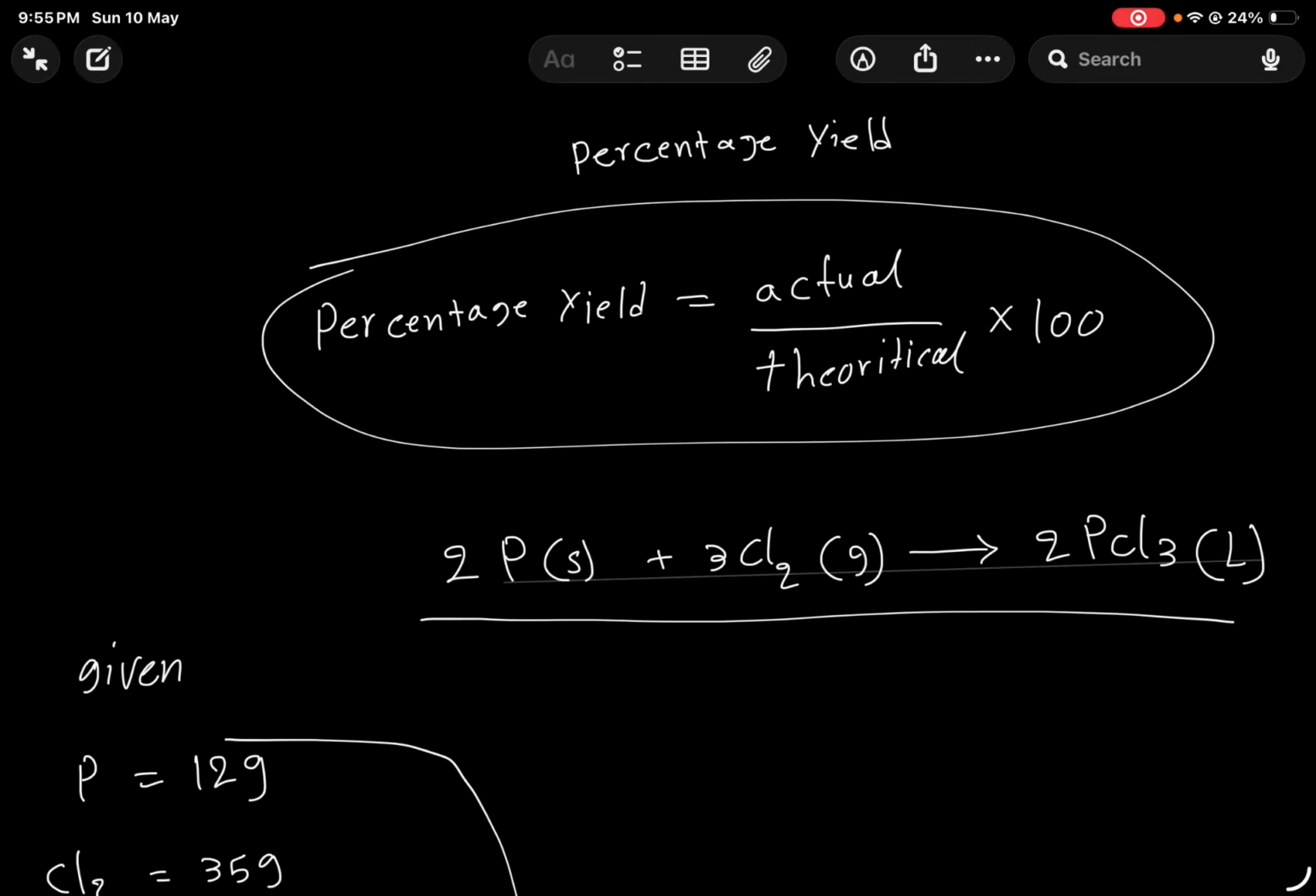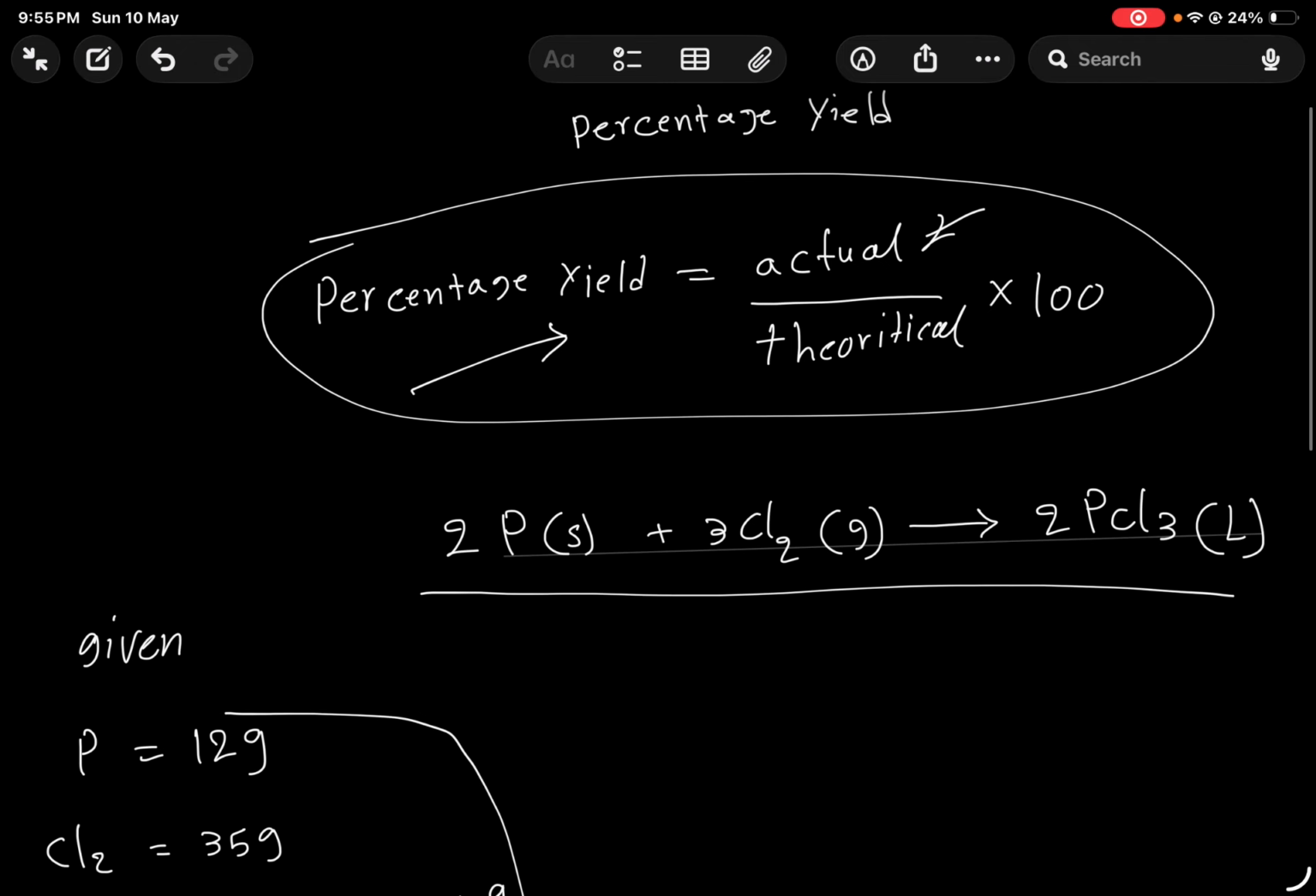In this video, we will teach you how to solve the percentage yield. The percentage yield of products is found by this formula that we have here. The percentage yield is equal to the actual yield, which will be given to you, divided by the theoretical yield, times 100.